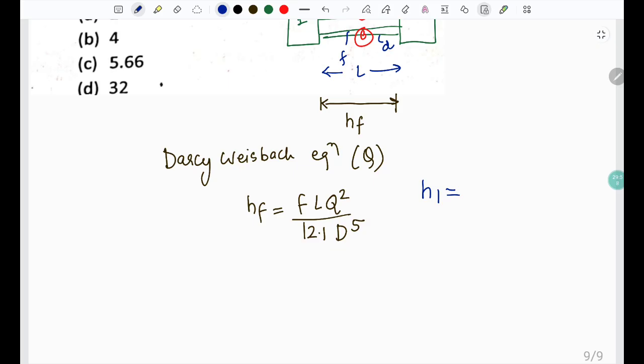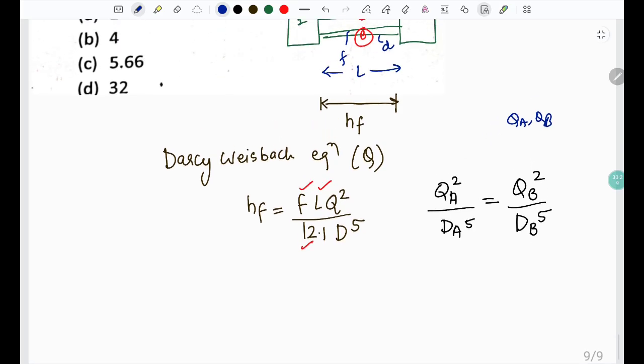since head loss in both cases is the same, and so is friction factor and length, and this is constant, the only thing varying would be Qa square by da^5 equals Qb square by db^5. Instead of using square in my test I simply used Qa and Qb. I did not notice the square.